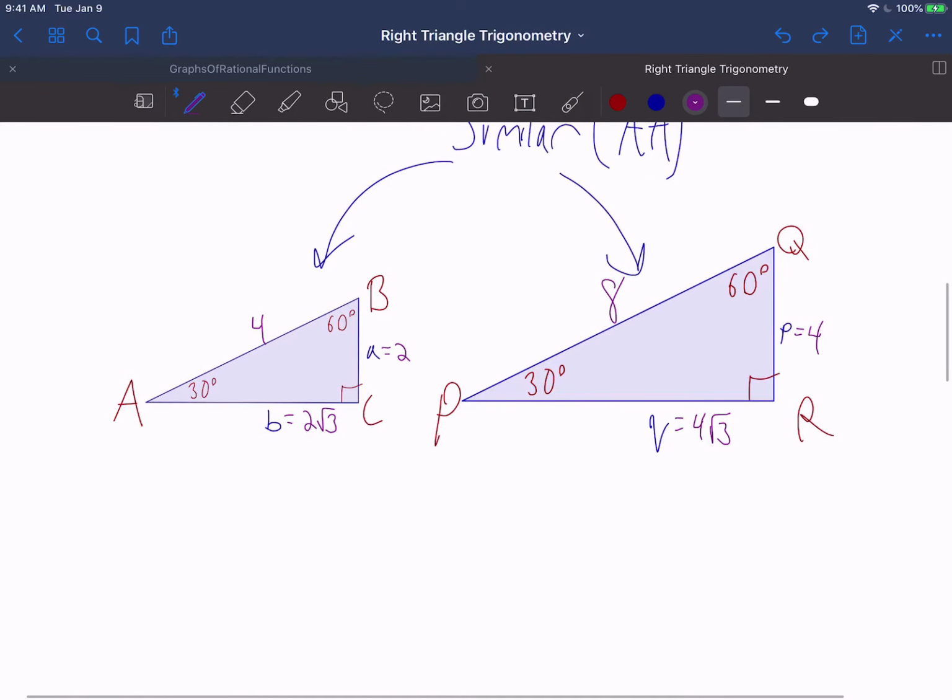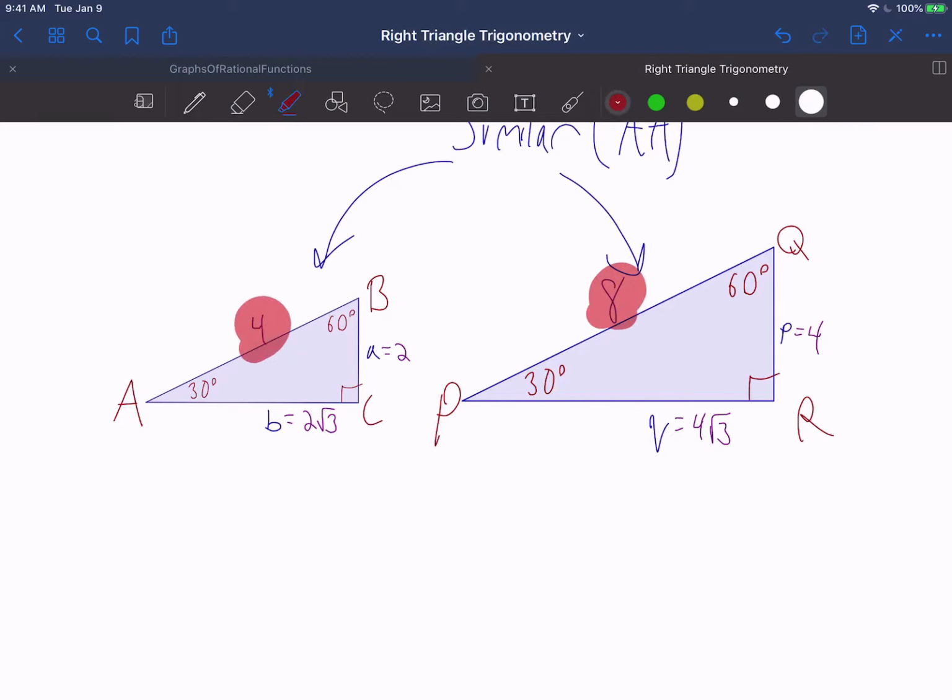Now, one thing that you know about similar triangles is, of course, you could match the corresponding parts. I could say the hypotenuse is to the hypotenuse as the short leg is to the short leg. Again, you'll see the scale factor there.